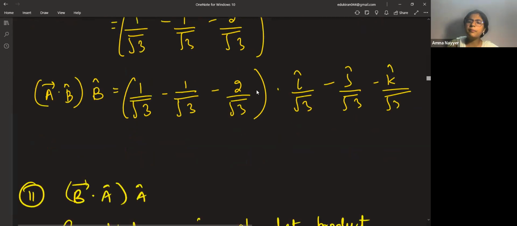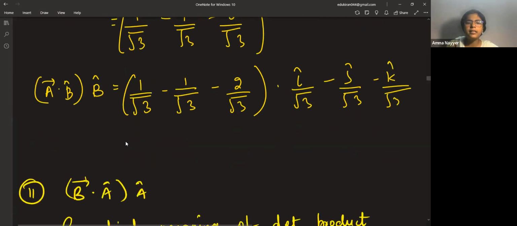So this is simple multiplication. You are just multiplying it. So this becomes 2i cap by root 3, by 3. Root 3 into root 3 is 3. So this becomes i cap by 3. This becomes minus j cap by 3. This becomes, no, minus into minus, that becomes plus. And minus into minus, that becomes plus 2k cap by.